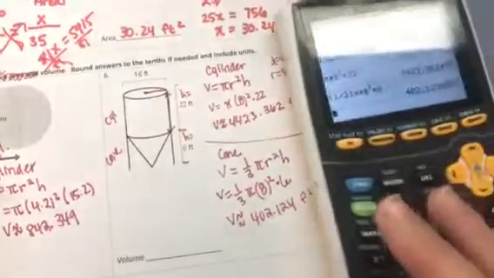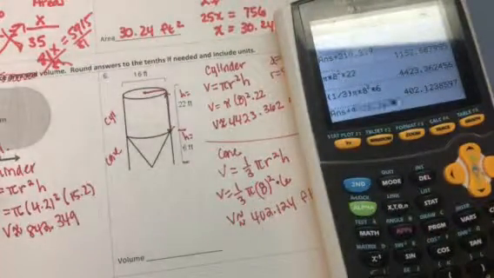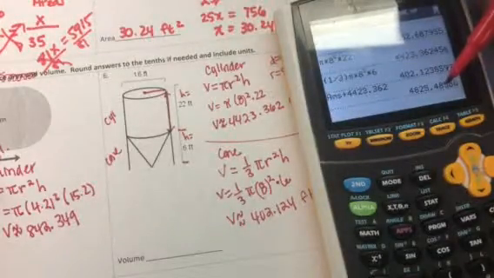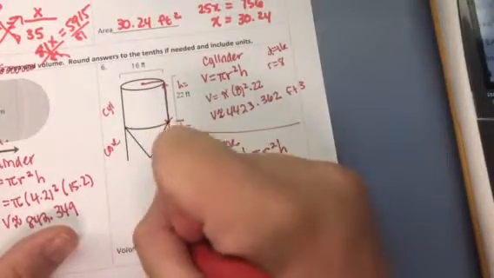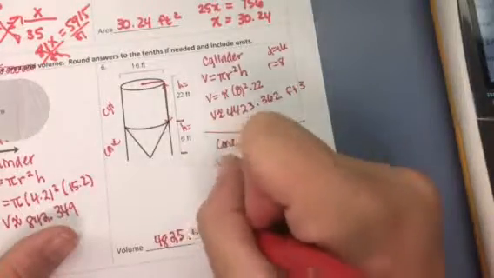So we just add those two volumes together to get our composite volume. We get 4825, and then I'll round that to 0.49. So 4825.49 feet cubed.